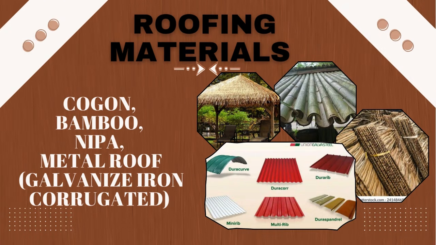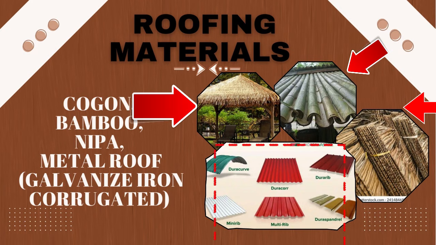Roofing materials are essential for protecting buildings from weather. Each material has unique advantages in durability, cost, and appearance, but also trade-offs in maintenance and lifespan. Among the most common roofing materials are cogon, bamboo, nipa, and corrugated galvanized iron roofing.